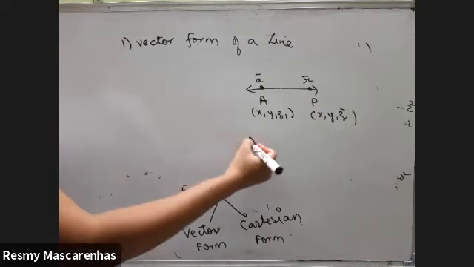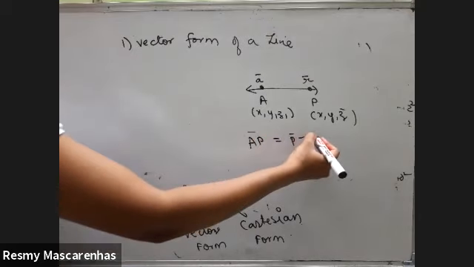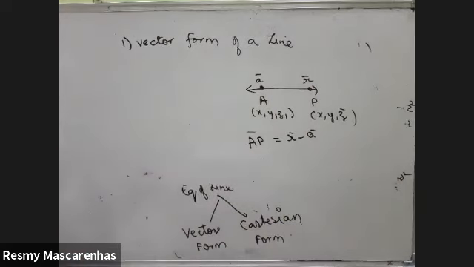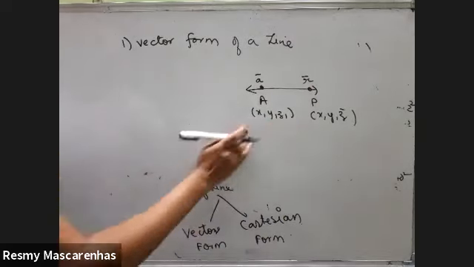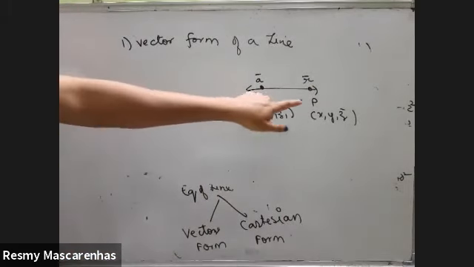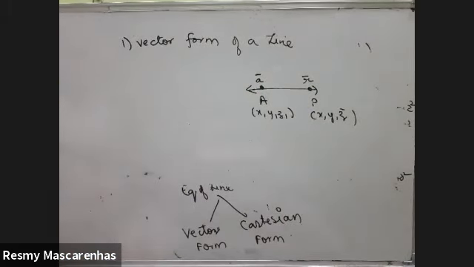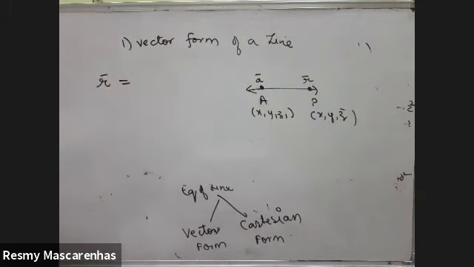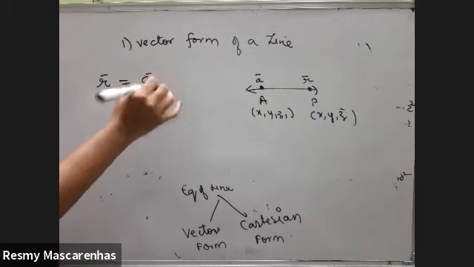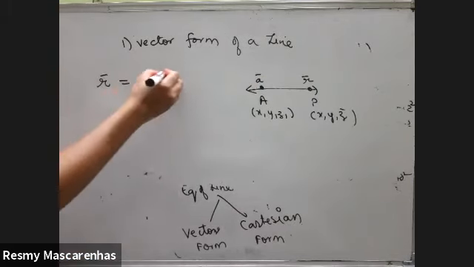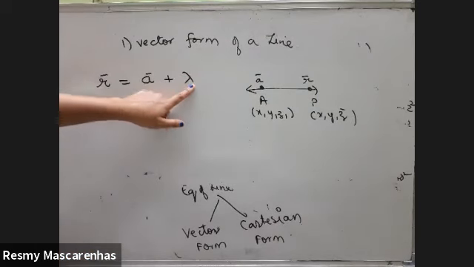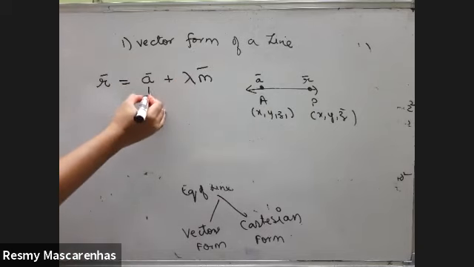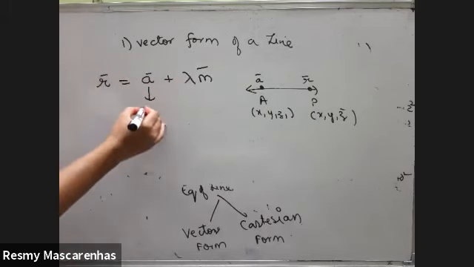How do we find it now? AP bar would have been p bar minus a bar. But now they are assuming it like this: r bar minus a bar. So r bar is called the position vector of P. Then this formula you have to know. This is the vector form of a line: r bar equals a bar, which is the point, plus lambda, this is fixed, m bar.